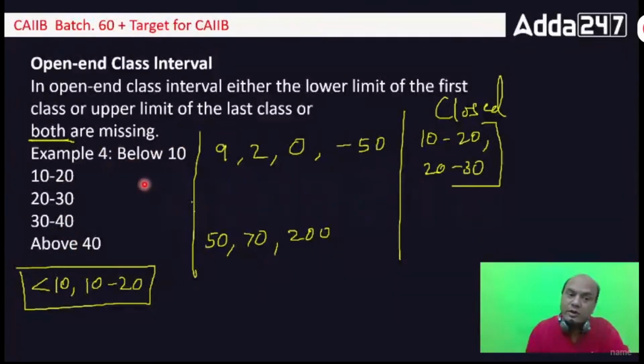So either the lower end is missing or the upper end is missing or both are missing. If I take the full group over here, below 10 and all this and above 40, then also it's open-ended. So in open-ended, either the lower limit of the first class or the upper limit of the last class or both are missing. Clear? Got it everyone?